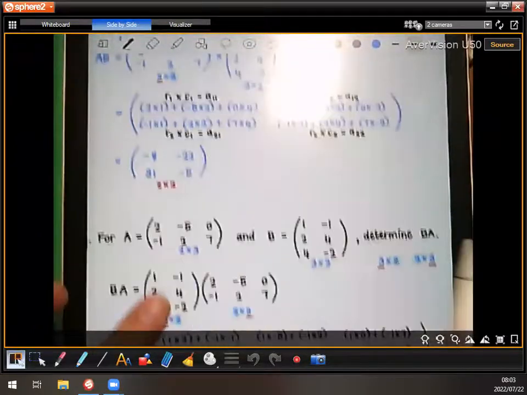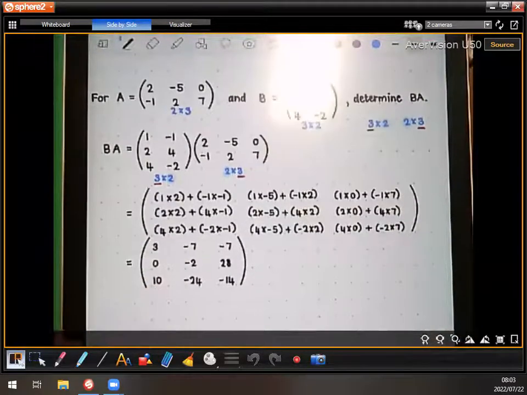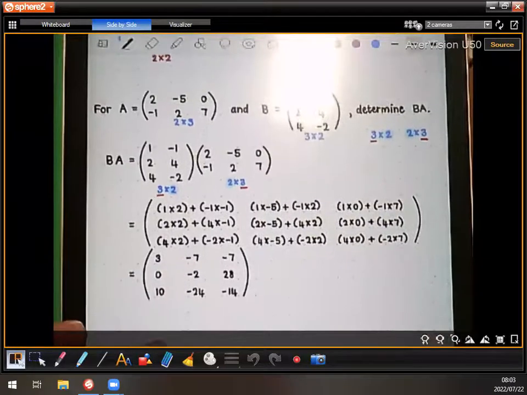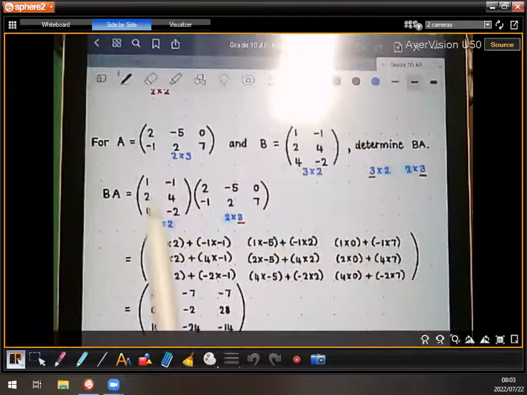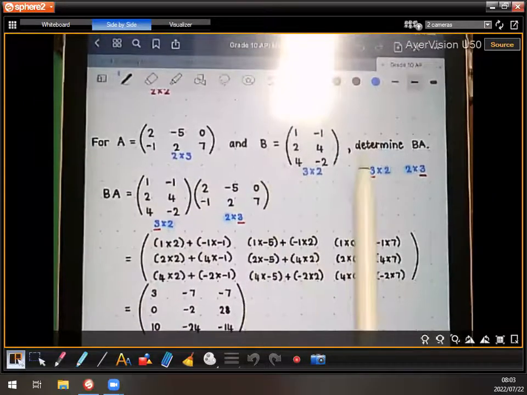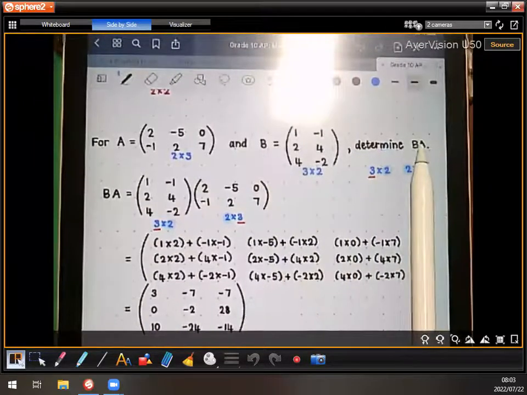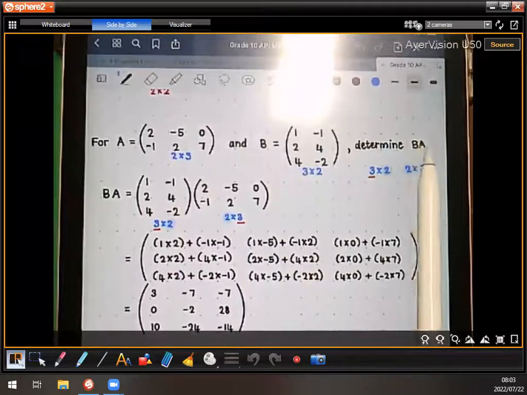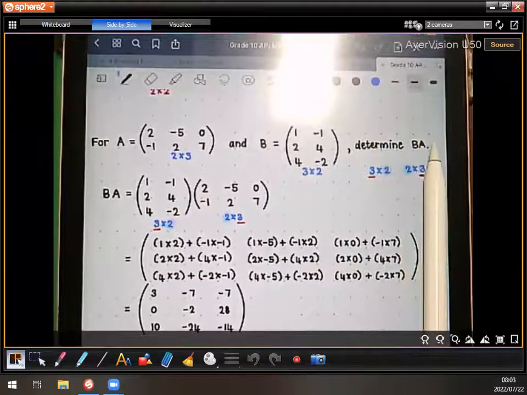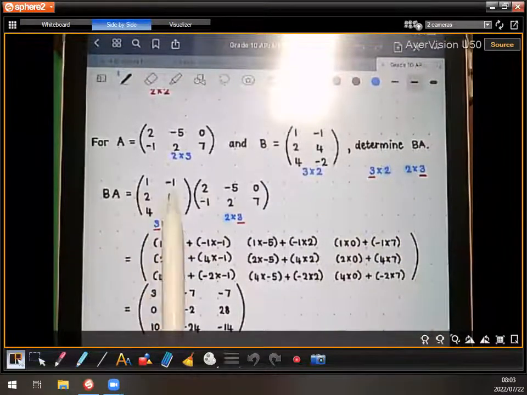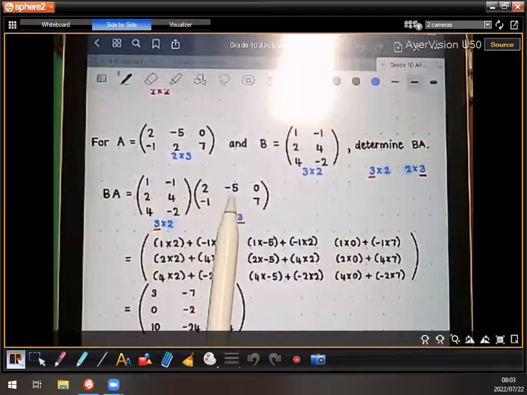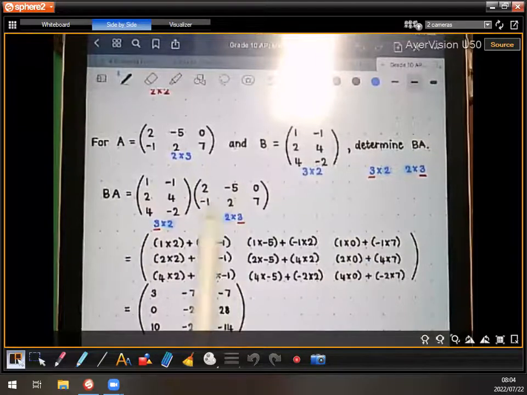Okay, then we put that whole one step by step together. This one you have to do on your own, so I'm going to show you again. For A and B, they asked you to determine BA. And we said with matrices, the order is very important. AB is not necessarily equal to BA. If they're saying B times A, you have to write B first and then A. You cannot swap them around.